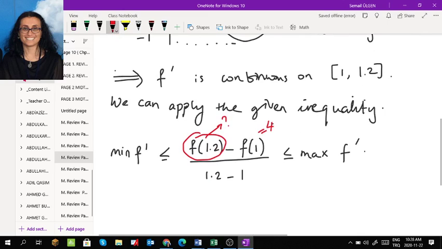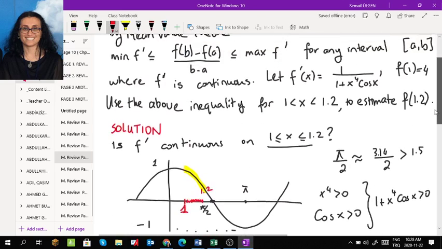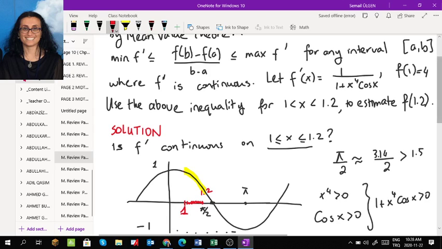This is given as 4. So what is maximum f prime? What's minimum f prime? We have to determine. Okay, so we said that this ratio is positive. So the minimum value is going to be when x to the 4 cosine x is 0.